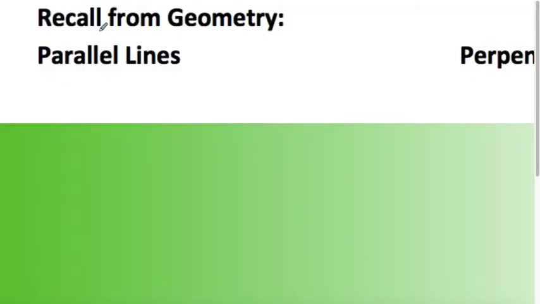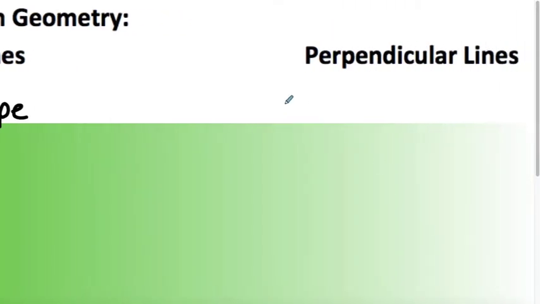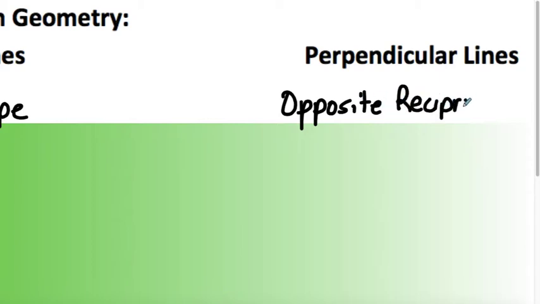First, let's recall from geometry that if we have parallel lines, they have the same slope. And if we have perpendicular lines, they have opposite reciprocal slopes. That's going to come into play as well, and I didn't want to forget to mention it. Opposite reciprocal slopes. All right, so now let's get to slope.